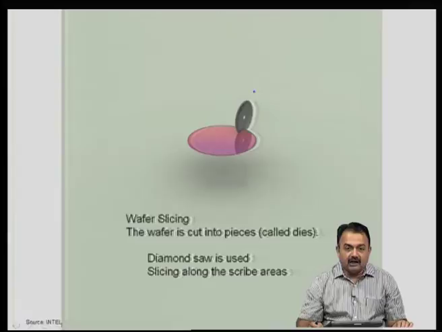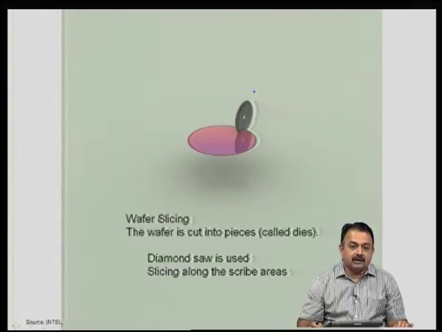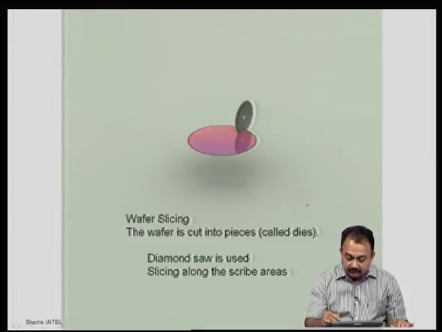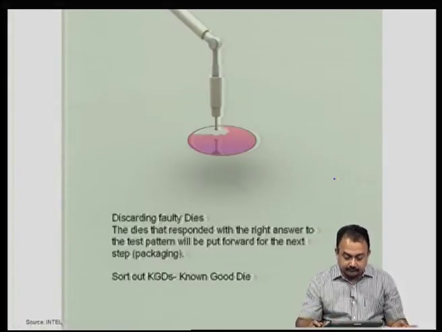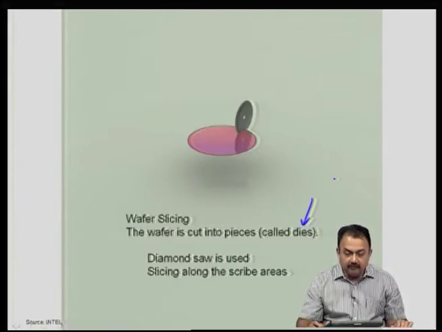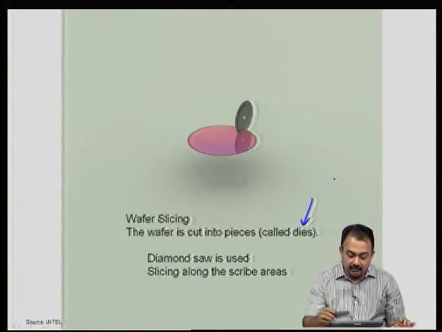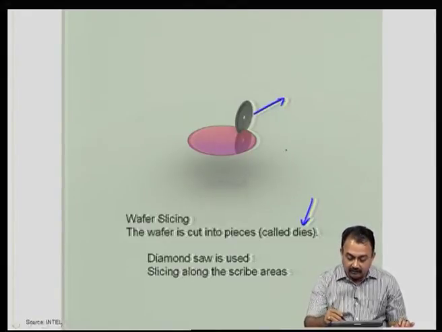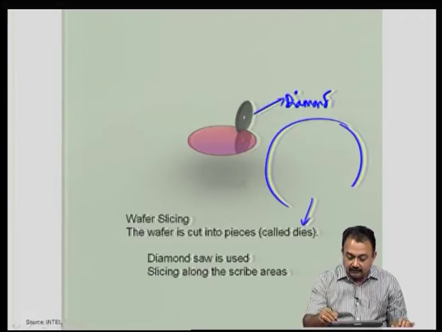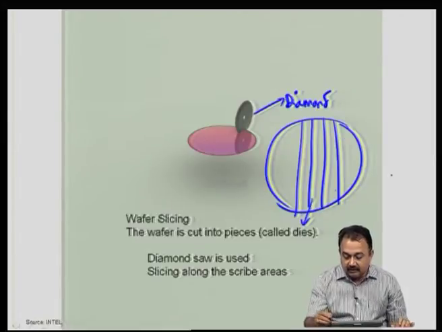Finally, after this electrical test is done, the wafer is now sliced. It is cut into pieces called dies. At this stage, after the test is over, we can now singulate each of them. This is done using a diamond saw. This is the process which I mentioned, where in a wafer flat, as you have seen in the last class, there will be some scribe lines. The cutting has to take place along these scribe lines.